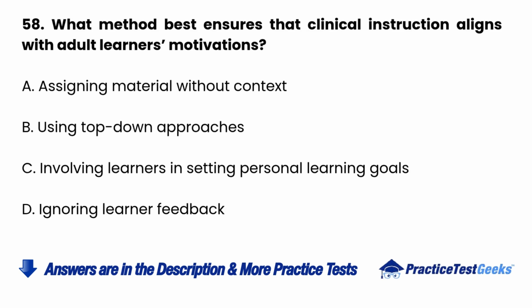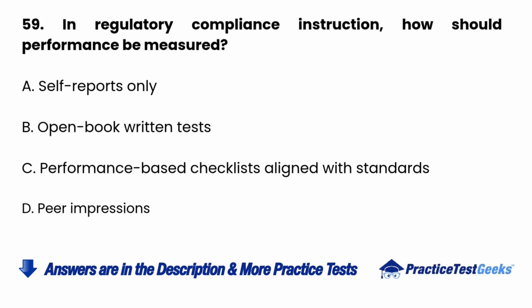58. What method best ensures that clinical instruction aligns with adult learners' motivations? A. Assigning material without context. B. Using top-down approaches. C. Involving learners in setting personal learning goals. D. Ignoring learner feedback.